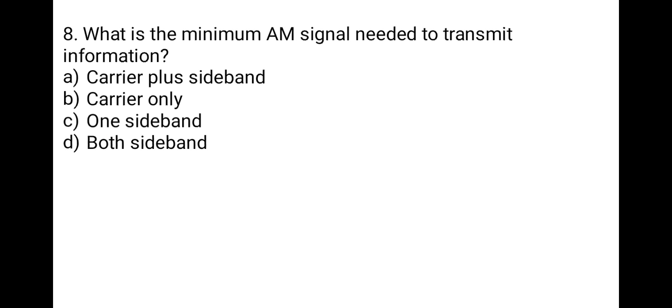The next question, what is the minimum AM signal needed to transmit information? First option, carrier plus sideband. Second option, carrier only. Third option, one sideband. And last option, both sidebands. And the correct option is one sideband.